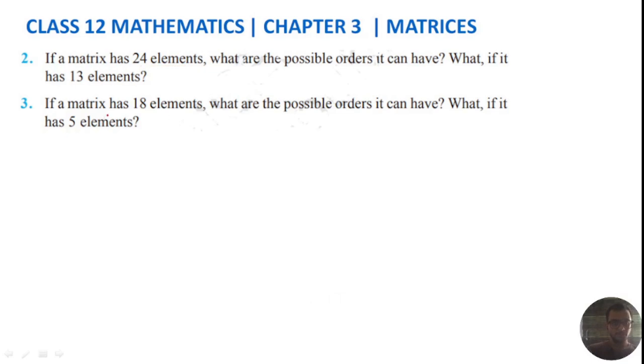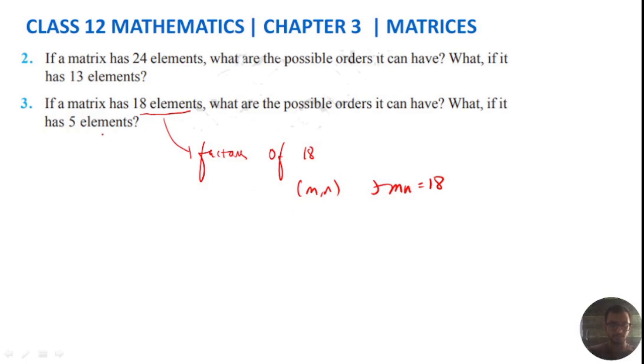Now what is the third question saying? If a matrix has 18 elements, what are the possible orders it can have? What if it has 5 elements? Now this question is similar to the second question, so you do it. You first find the factors of 18 such that m into n should be 18, and write it in m cross n format. So you will get all the possible orders. This m comma n should be such that mn is 18. Okay, so this way you will do it here.